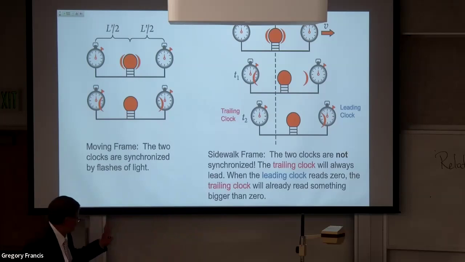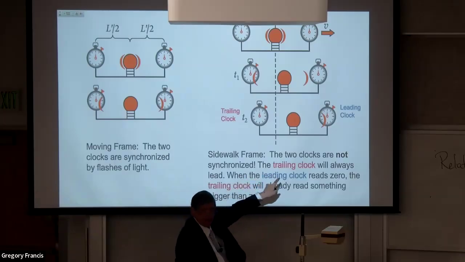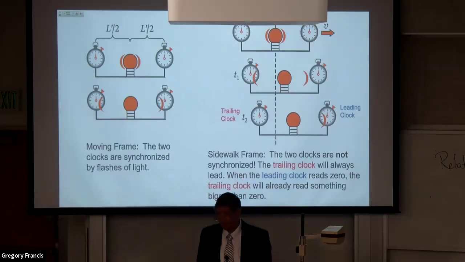And so we say that trailing clocks always lead. What that means is that when this leading clock finally turns on, the trailing clock has already been on for a while. If this one reads 0 afternoon, this one reads something bigger than 0 afternoon. And that causes a lot of confusion.